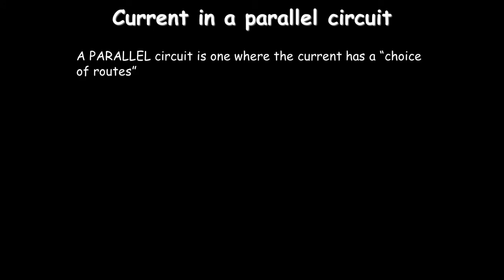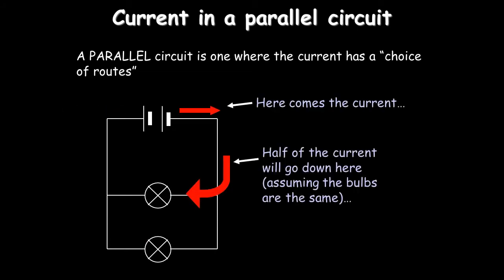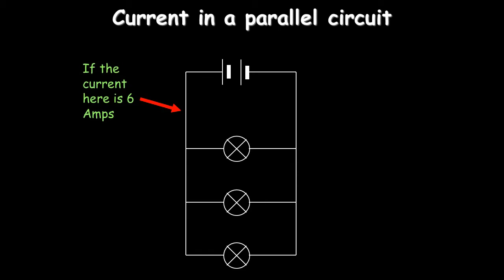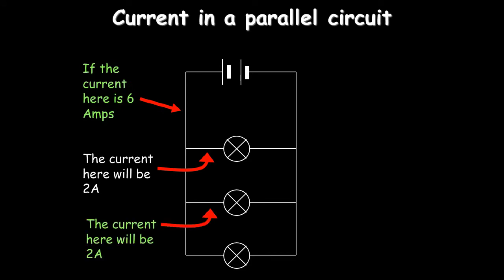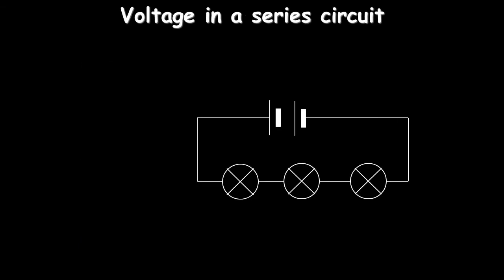If you look at the current in a parallel circuit, parallel circuits look like this: that bulb and that bulb are parallel to each other, and what happens is the current will be divided up. Here comes the current, it gets to this bit, half will go that way and half will go that way. So the current here divides in two, and each bulb gets an equal amount of current. Let's have a look at three bulbs. If you put a value on it, if there were 6 amps coming down here, that one would get 2, that one would get 2, and that one would get 2. And then when all of those currents join up again to go back to the battery, obviously you will get the 6 amps there, and that 6 amps will go back through the cell.